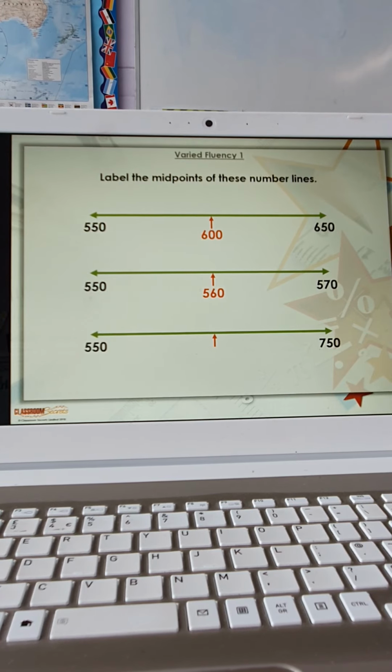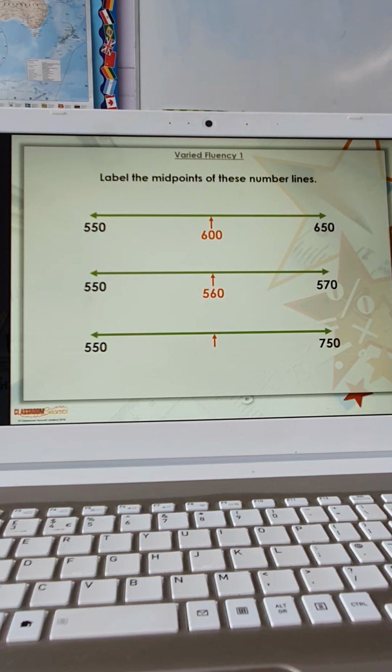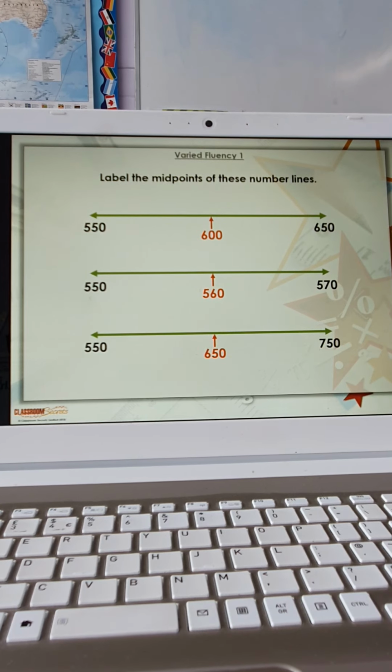For the last one on this slide, we're starting at 550 again, but this time we're going up to 750. So the difference between the 2 points on the number line is actually now 200. So to go in the middle, we'd need to have half of 200 is 100, so it's 650.